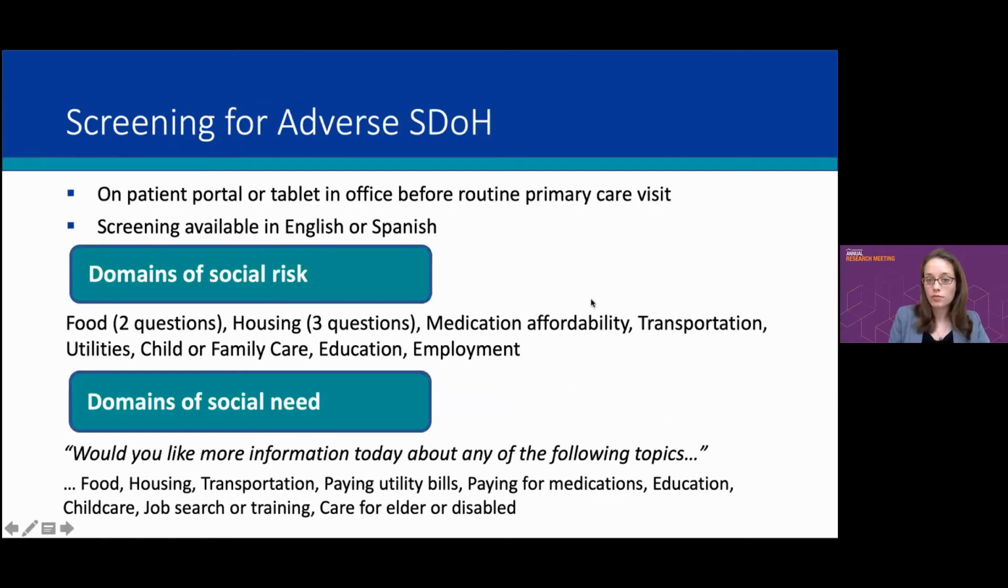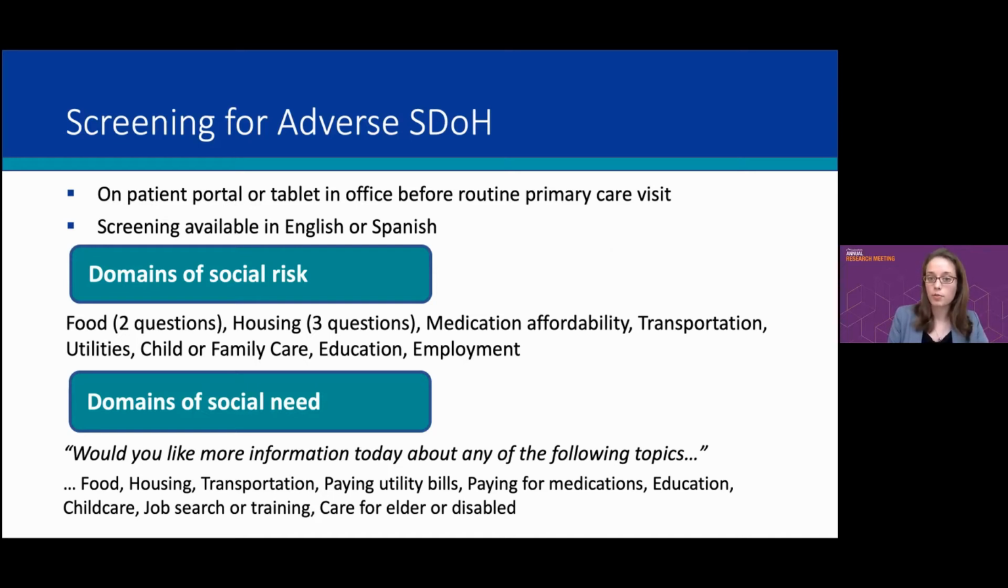So to screen for adverse SDOH, this is done in the primary care setting in our system, and patients can fill out an SDOH screener on the patient portal through our electronic medical record, and that's available up to 14 days before their visit, or in a tablet that's provided to them in the waiting room during a routine primary care visit. And those screeners are available both in English and Spanish.